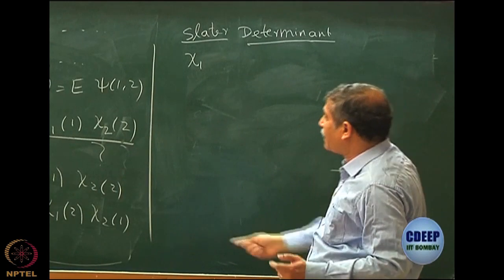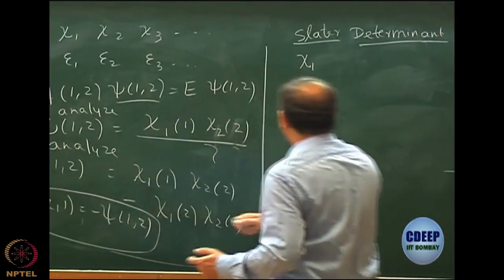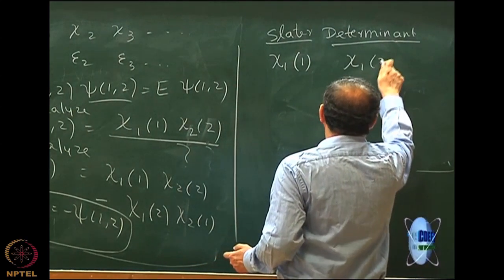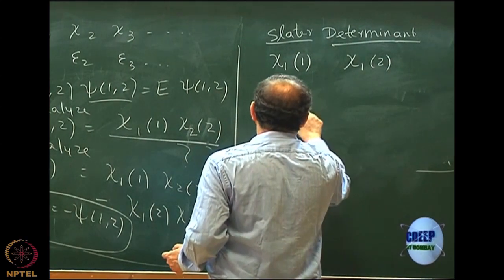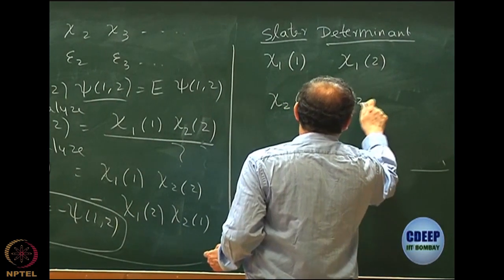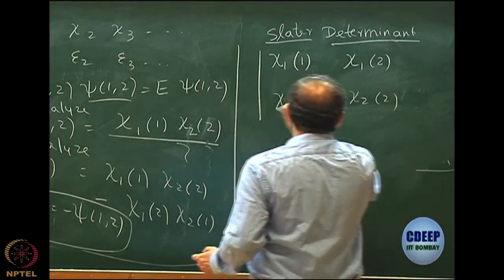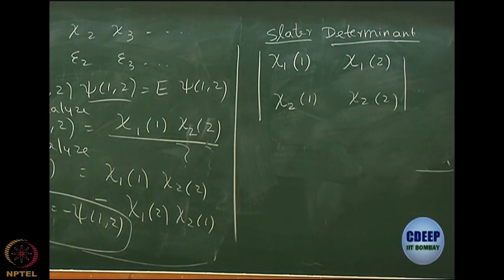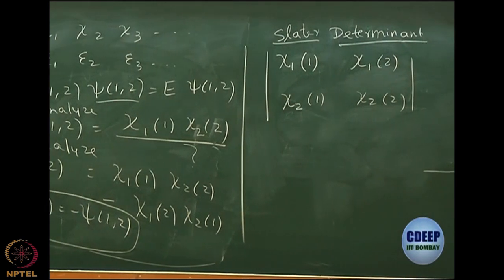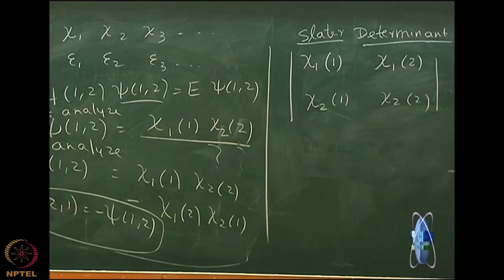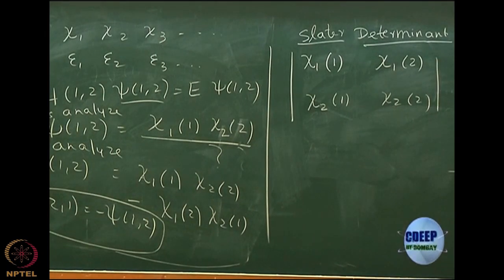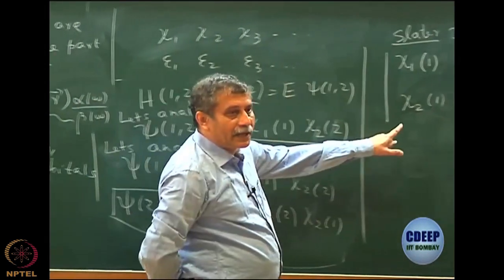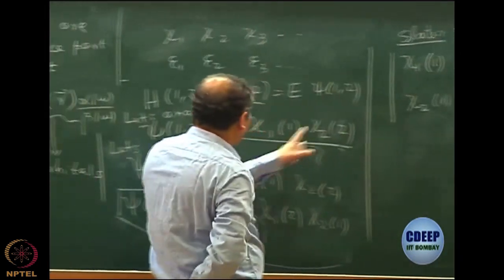So I write these two functions, this minus this, in the following form: chi 1 of 1, chi 1 of 2, I will explain, chi 2 of 1, chi 2 of 2, and take a determinant of this. If you take a determinant of this, you can see that the diagonal is chi 1 1 into chi 2 2, and then you take minus chi 1 2 chi 2 1. So, this function automatically becomes a determinant if I write it in this form.